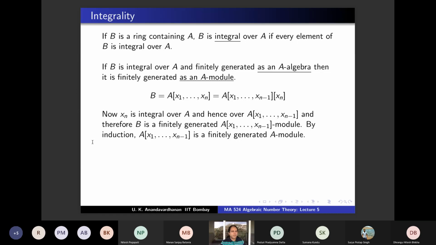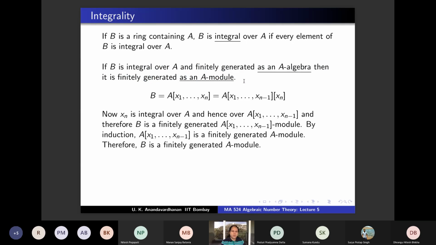It's like vector spaces. If you have L over K over F, and K over F has dimension n and the other has dimension m, then the dimension is mn. So here only spanning is required, so it is clearly generated. You can give an explicit generating set. So by transitivity, B is finitely generated as an A module, which is what we wanted to show. If B is integral over A and finitely generated as an A algebra, then it is finitely generated as an A module. So by induction, it is done.